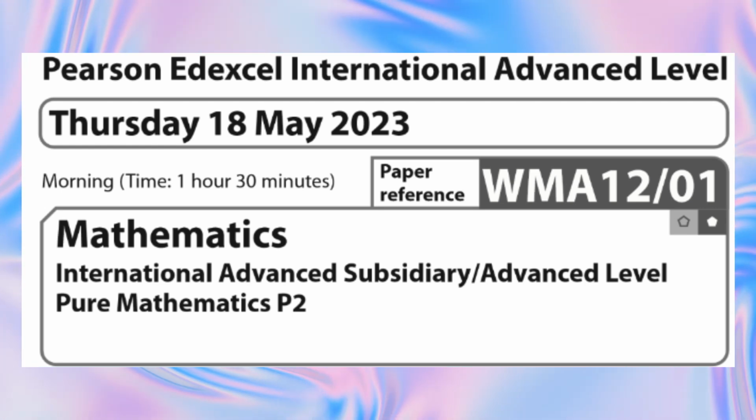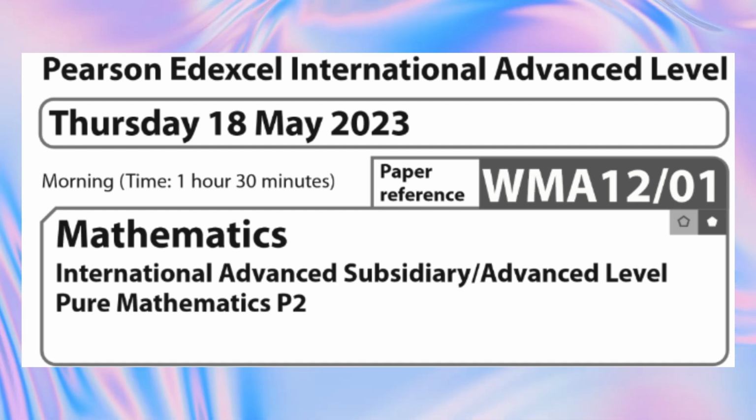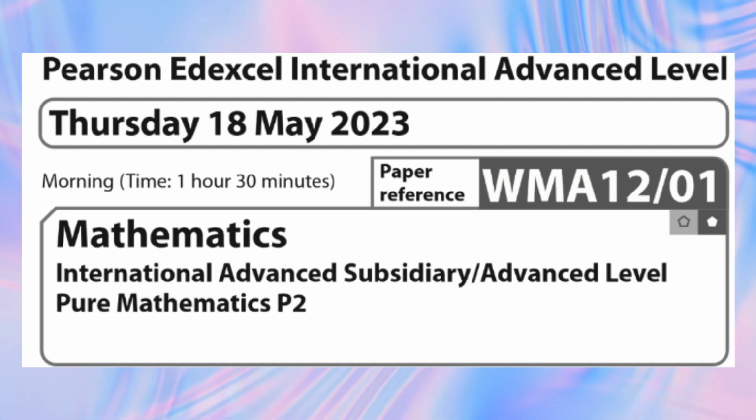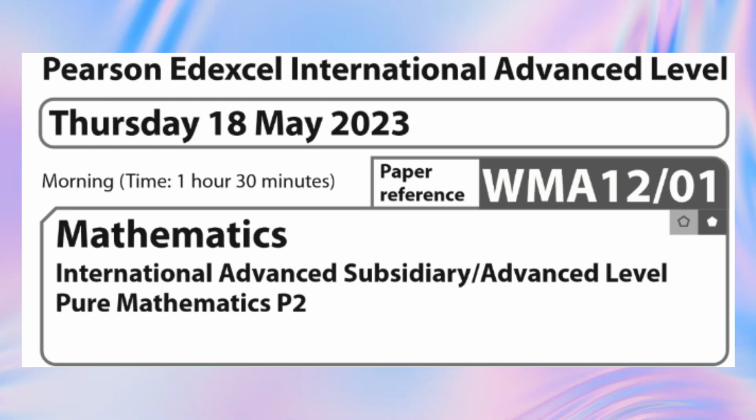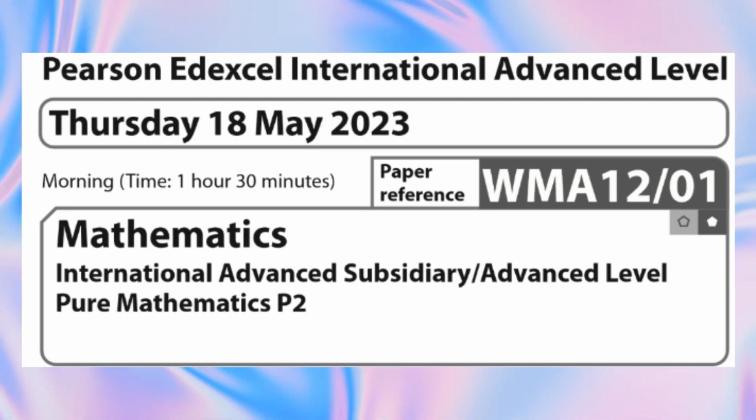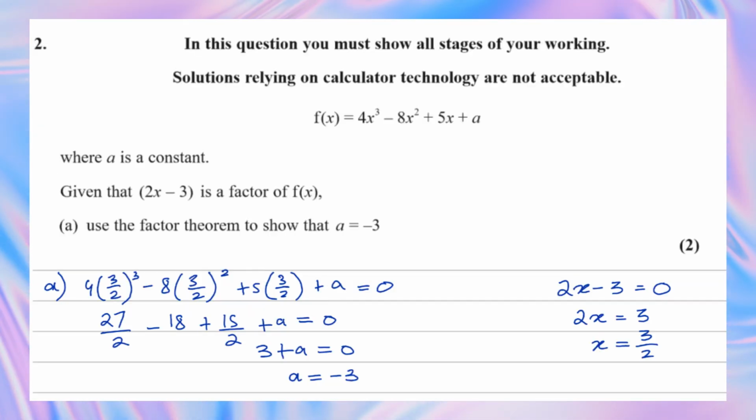This is the second video in the playlist to solve the summer 2023 Pearson Edexcel IAL Pure Math 2 paper. In this video, we're going to be solving question 2 in this past paper. So let's get started. Here's question 2, part A.